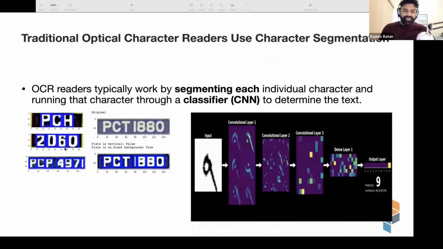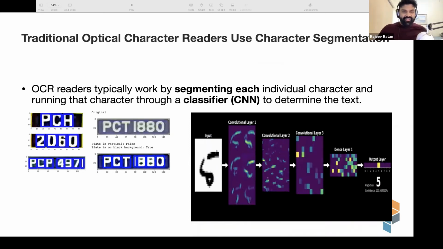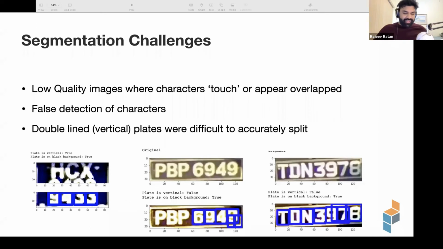However, it is so tricky to do well because while it performed perfectly on these plates here, plates that are vertical like this with two lines were really hard to get right. Sometimes when there's a border around the license plate, it missed it as well. In this case, it has overlapping characters. So it would have required a lot of manual tweaking to get this right.